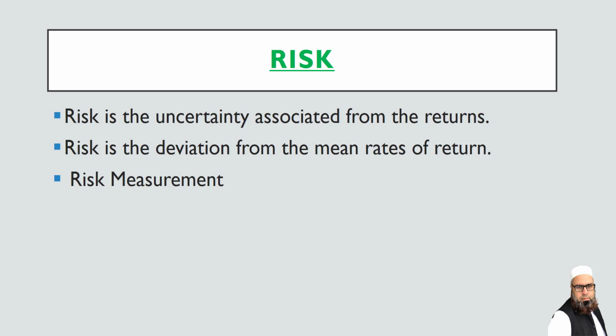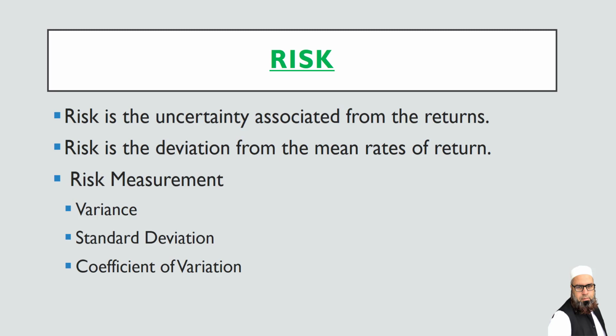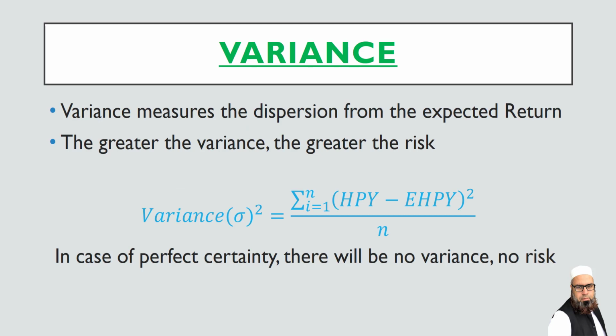Risk is the deviation from the mean rate of return, and for risk measurement we have three tools: variance, standard deviation and coefficient of variation. Variance is simply the dispersion from the expected rate of return, and if dispersion is higher, then the risk will be higher. We can measure dispersion by using this formula: variance is equal to the sum of HPY minus expected HPY squared, divided by N. In case of perfect certainty, there will be no variance, no risk.